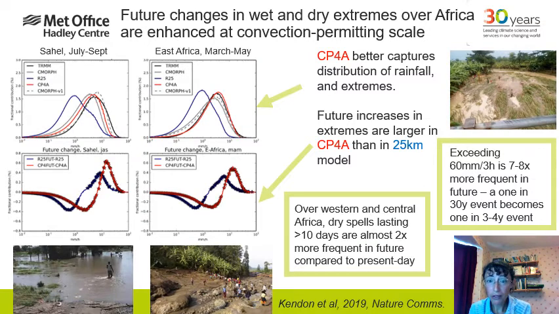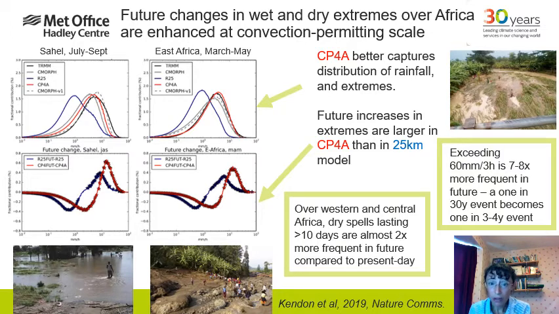Now, if we look at another part of the globe, Africa, again, we're learning about how not only wet extremes might increase more, but also dry extremes too. So what we found is that if we consider a threshold, for example, 60 millimeters in 3 hours, which can lead to the sort of flooding you can see in those figures on the bottom there, that's 7 to 8 times more frequent in the future over parts of Africa.